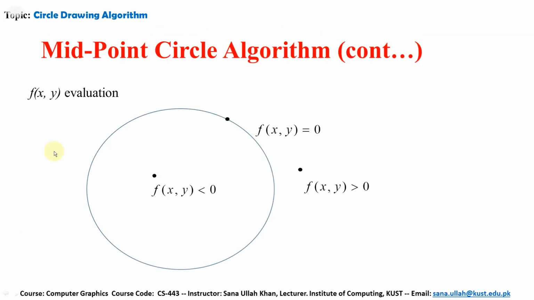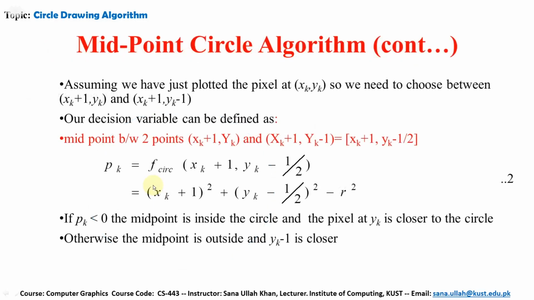Like in this scenario, this is on the boundary, meaning it is equal to 0. When it is greater than 0, it is outside the boundary, and when it is less than 0, it is inside the boundary. So assume we have just plotted the pixel (xk, yk), so we need to choose between (xk+1, yk) and (xk+1, yk-1), which one to choose. So our decision variable can be defined at the midpoint between the two points. The first one is (xk+1, yk) and the second one is (xk+1, yk-1).